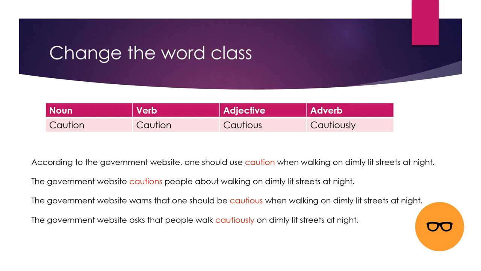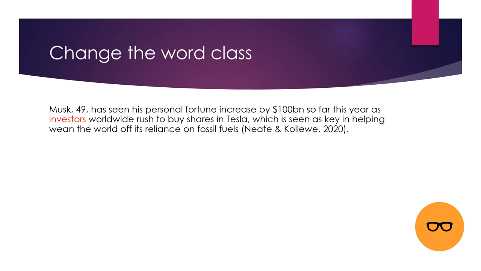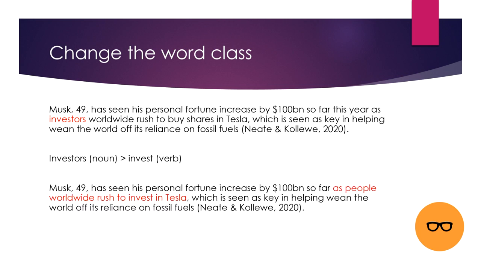Let's go back to our example sentence. In this case, we may want to change the word class of investors. In the original sentence, it's used as a noun, but what would it look like if we changed it to a verb? You will notice that we needed to rearrange the phrasing to accommodate the new grammar. This then brings us to our next step, which is about changing the sentence structure.